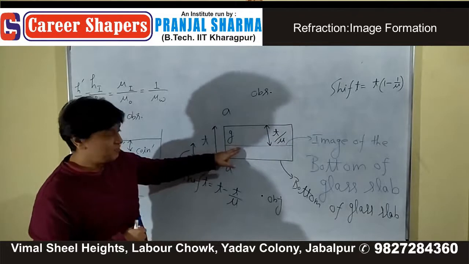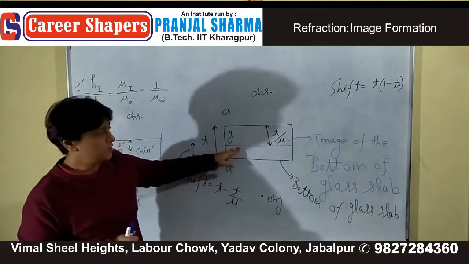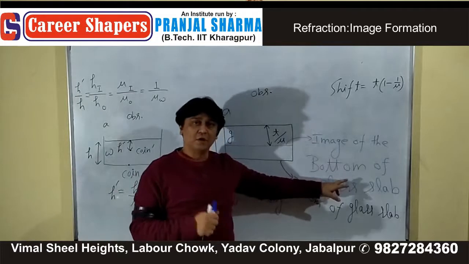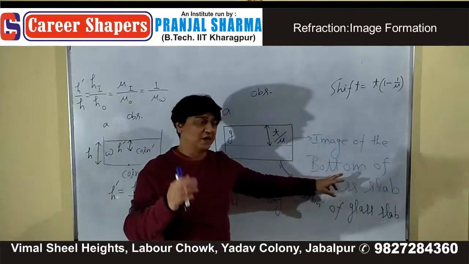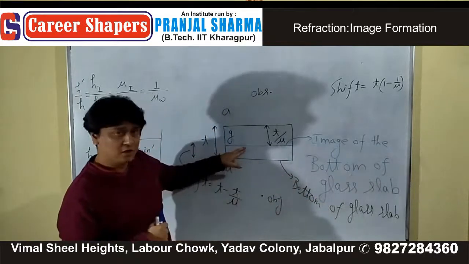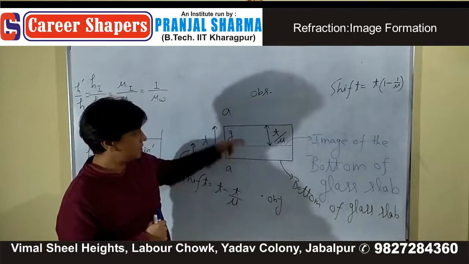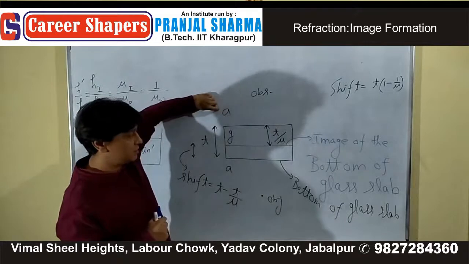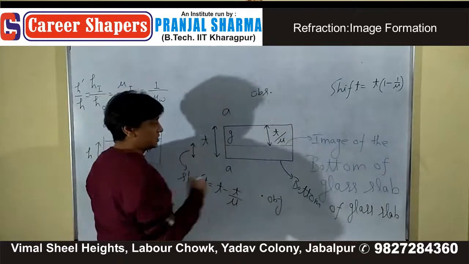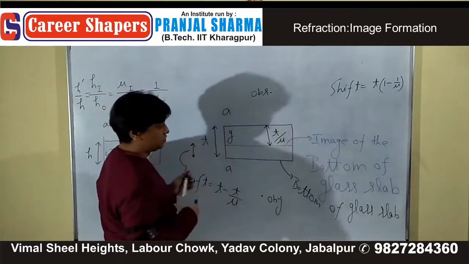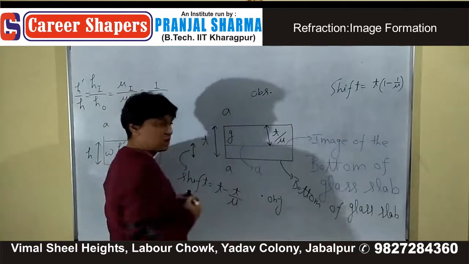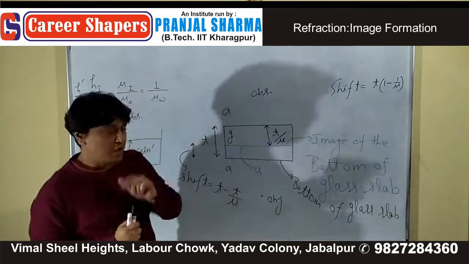What is the medium of this blue line? Or what is the medium of image of the bottom of glass slab? Now who is basically looking at this part? Who can see this blue line? This observer. What is the medium of observer? Air. And therefore this blue boundary which you see, this blue boundary is in what? Air. Now look.